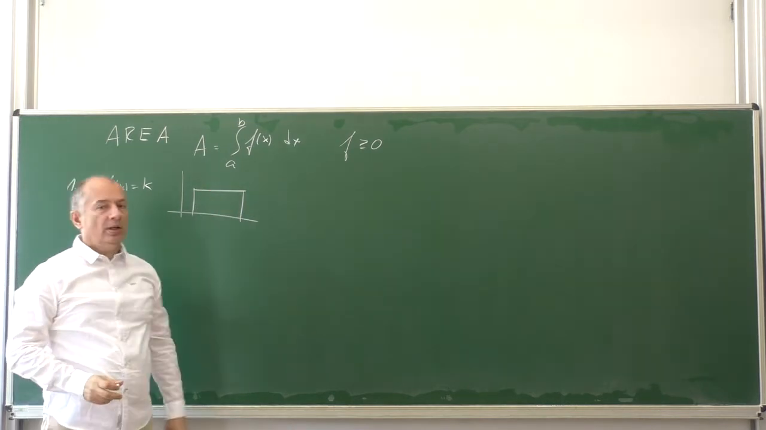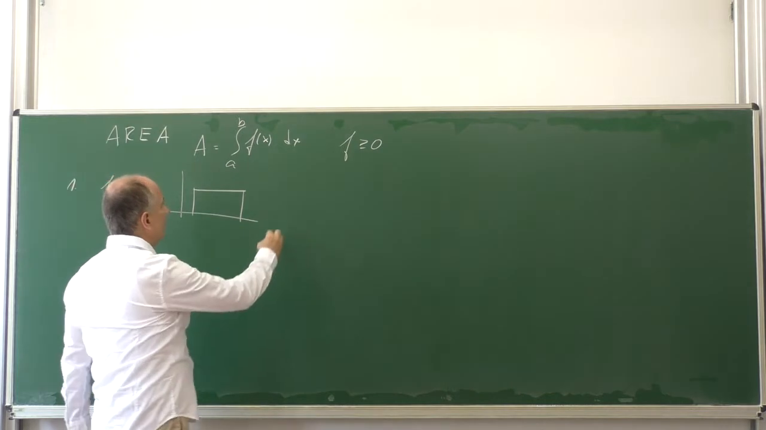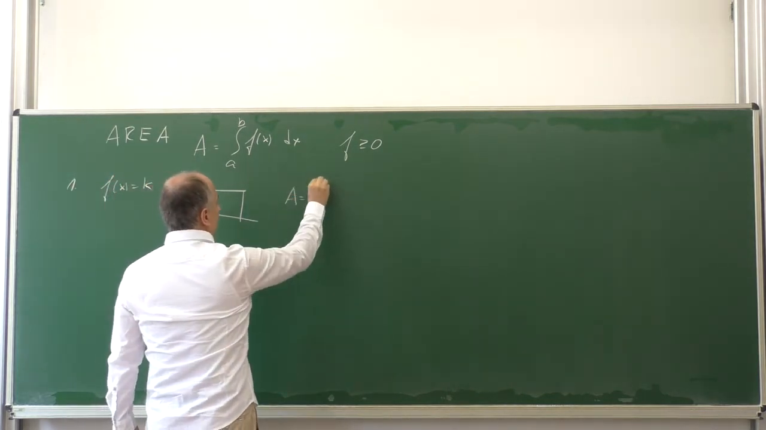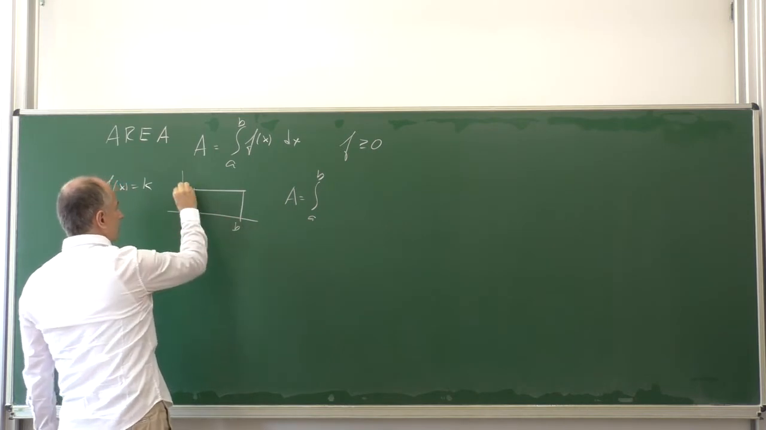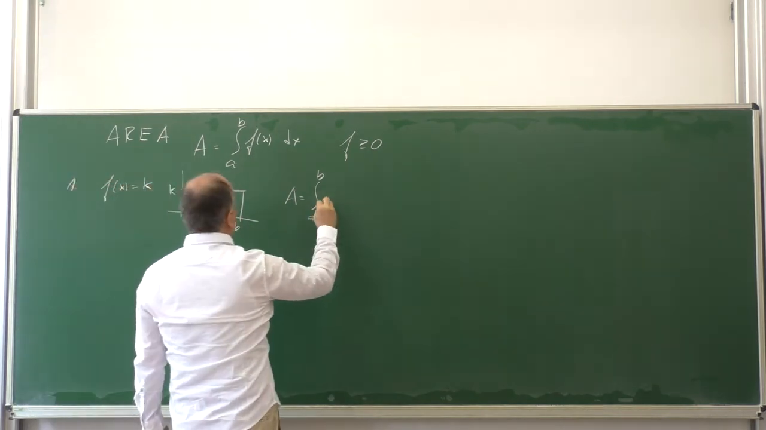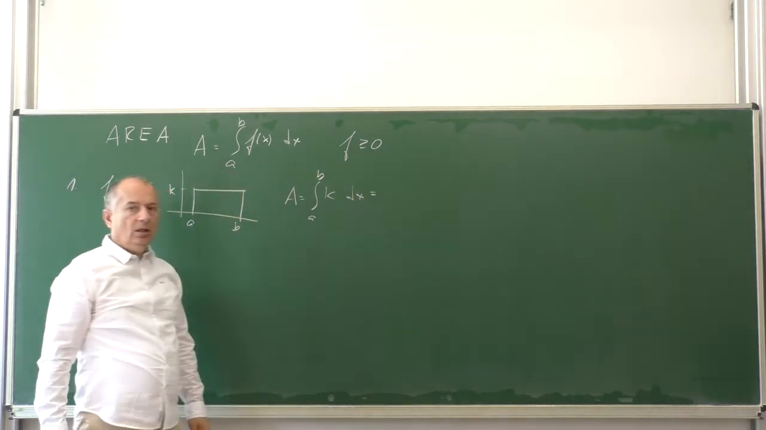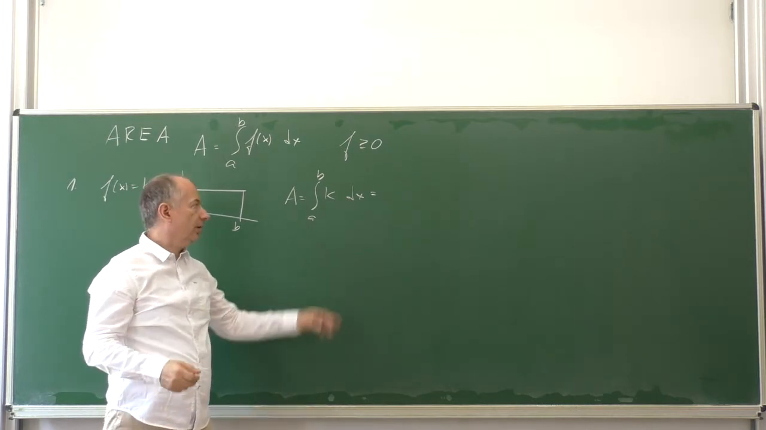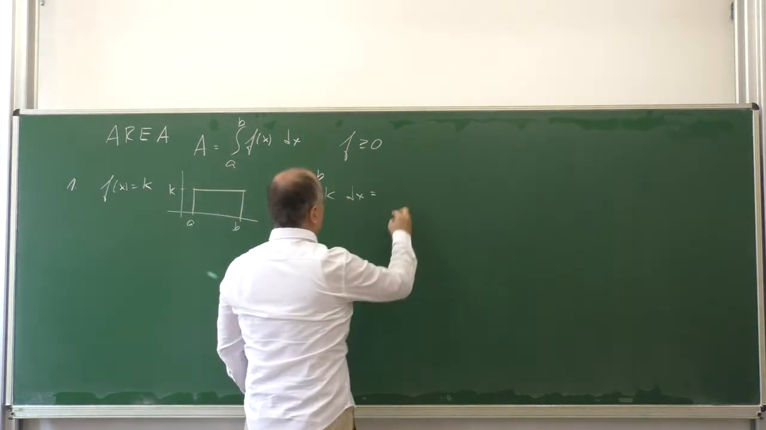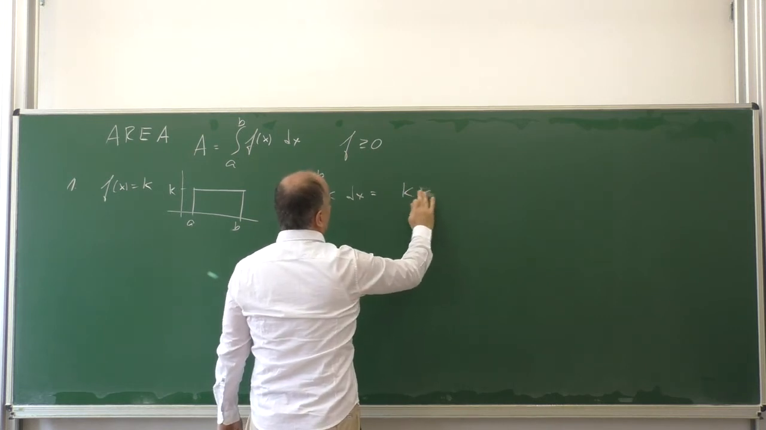What about the result using the integral? Does it give the same result? Okay, let's try. First, using the integral. Integral from a to b, these are the values, of the constant k dx. We can either factor out the constant and integrate 1, or we can integrate the constant, and anyway we get kx.